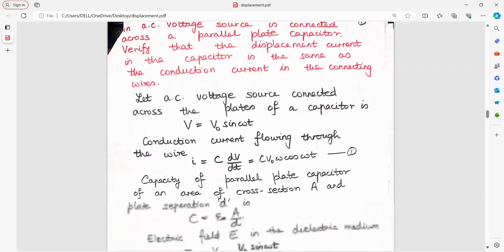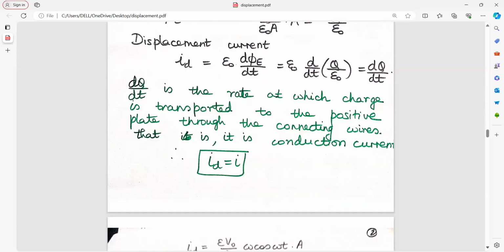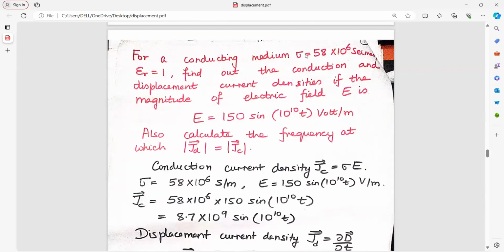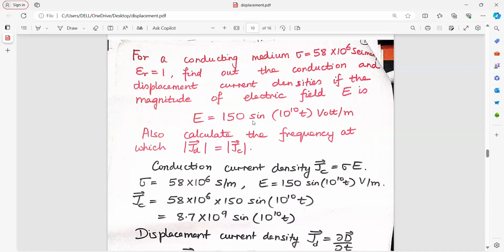Is the same as conduction current. Next question. For a conducting media, you have been given the conductivity and epsilon r. Find out the conduction and displacement current densities if the magnitude of electric field E has been given to you like this. See, conduction current density is sigma E.